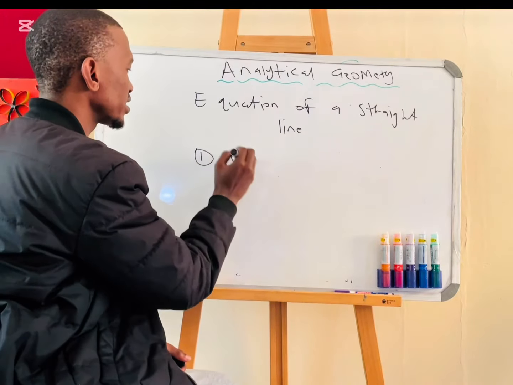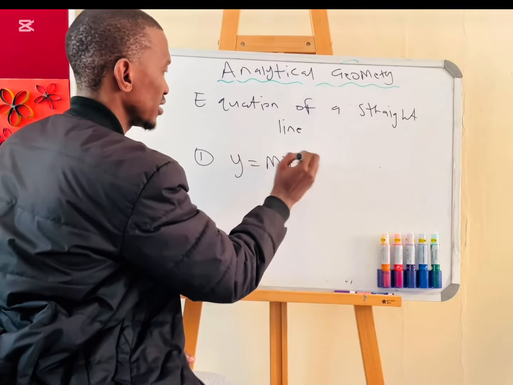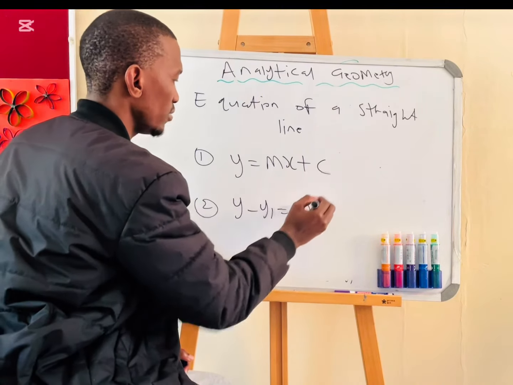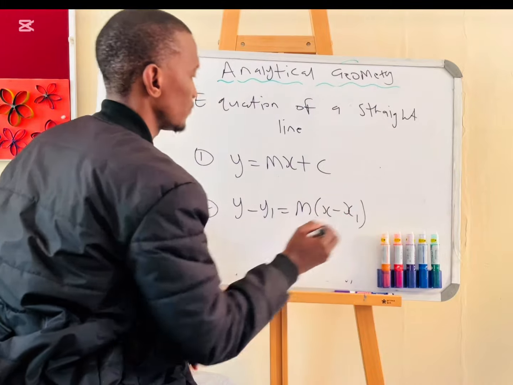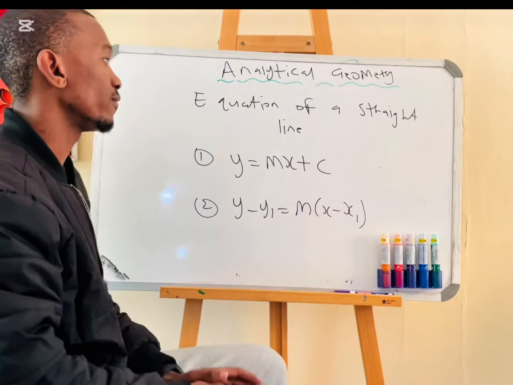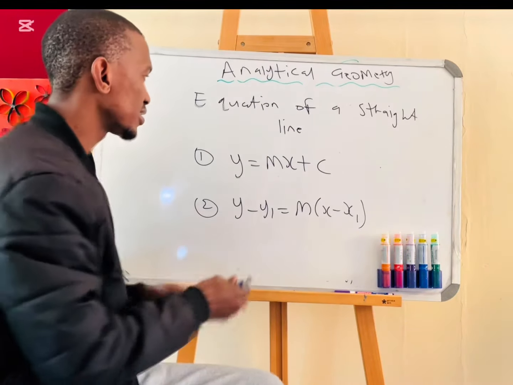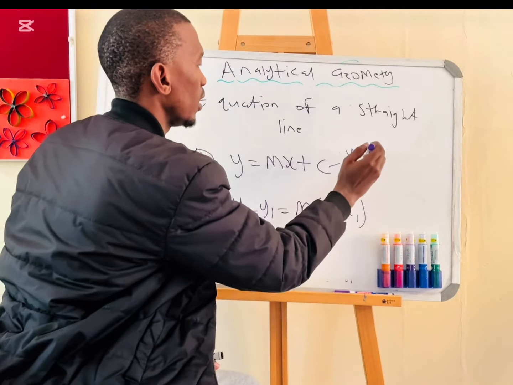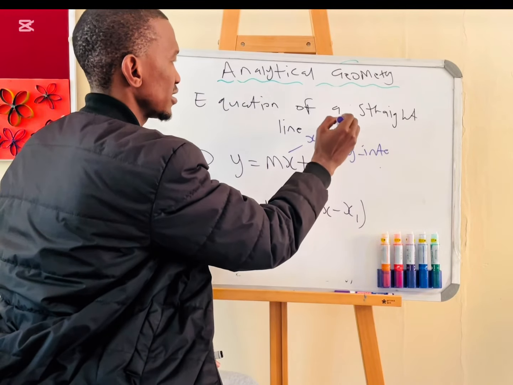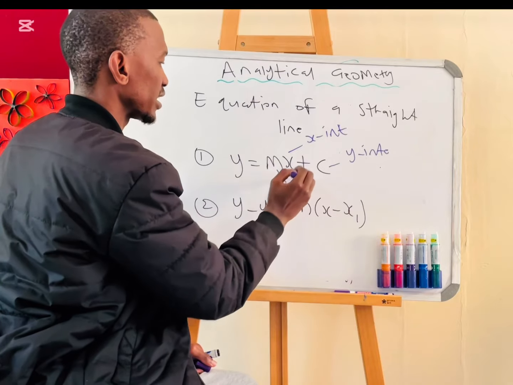Number one, the first formula is given by y equals mx plus c. The second one is given by y minus y1 equals m into x minus x1. These are the two formulas that you guys must use to find the equation of a straight line. Now guys, who is this guy? This guy we call the y-intercept. This guy we call the x-intercept. This m we call the gradient.